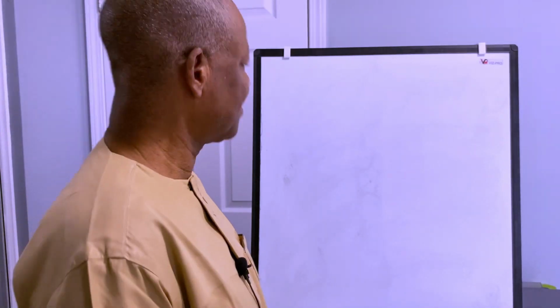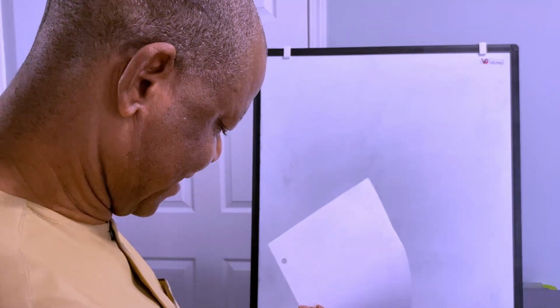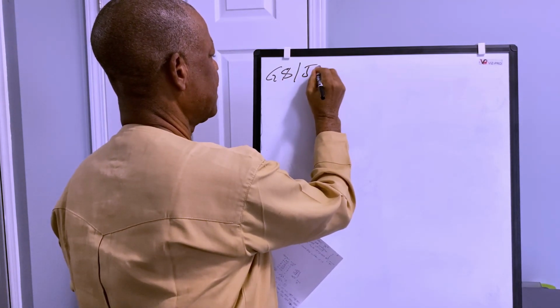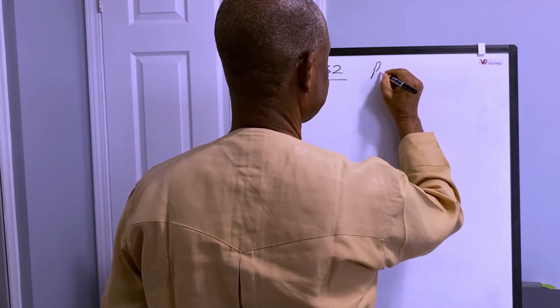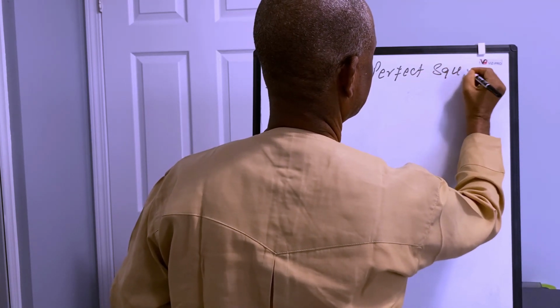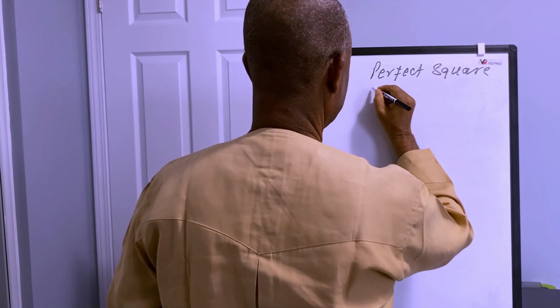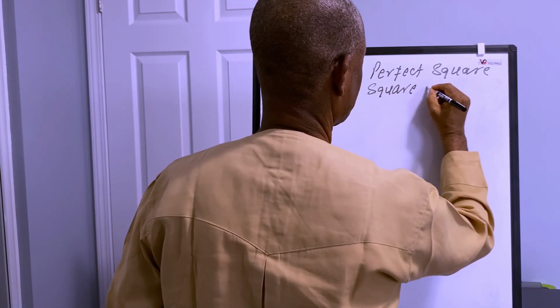Today we are going to discuss perfect square as it concerns JSS2, which is the equivalent of grade 8. JSS2, we're talking of perfect square, which can also be called square of a number, or square number.